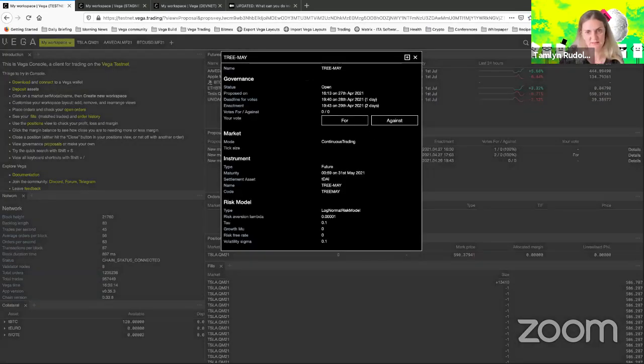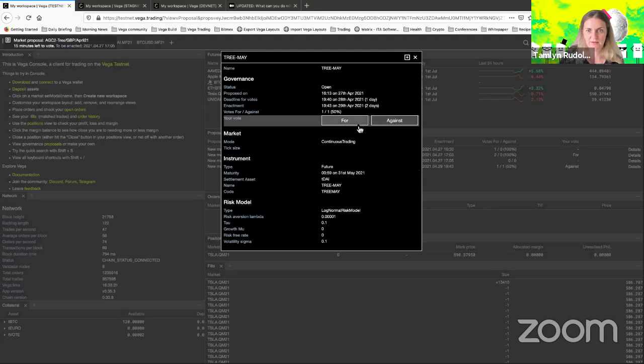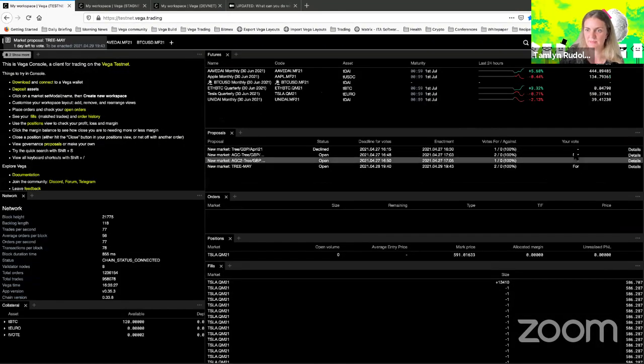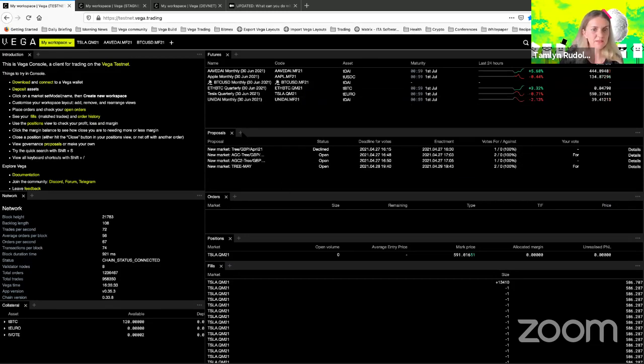I'm going to show you voting against, just for the fun of it. Okay, so I voted against. Let's see if changing my vote allows me to just change it. So why don't I vote for and see if that works. There we go. And then if I go back here, you can see that I voted for both markets. So they're the new markets.